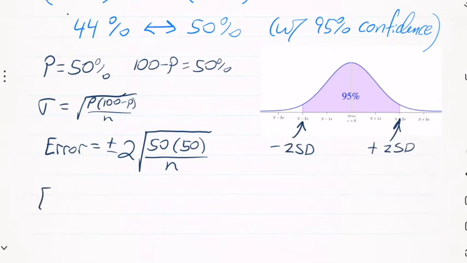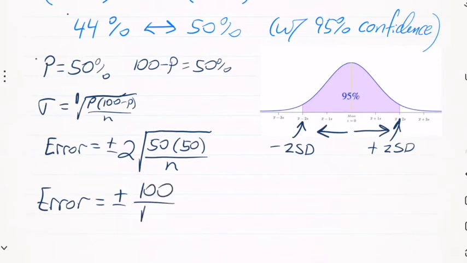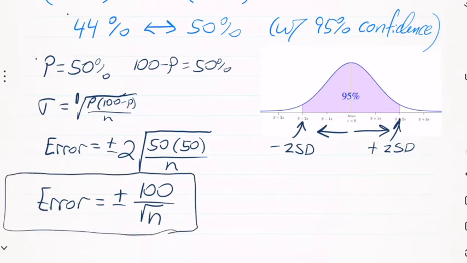So we find this error is going to equal... now this plus or minus just means plus 2 minus 2. It's two separate numbers. One moves it to the right, kind of like the 47 plus 3 at the top of the page here. And then the other one moves it to the left, which would have been the 47 minus 3. So that's all the plus or minus means. And then 2 times the square root of 50 squared being 100. And then that square root of n just stays in place. So this becomes the formula to find out what that plus or minus percent is going to be.